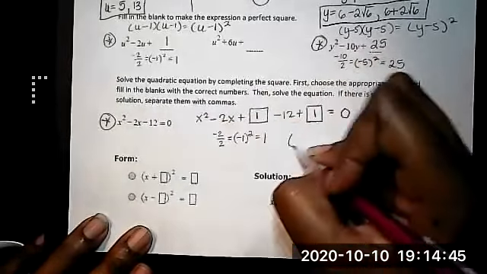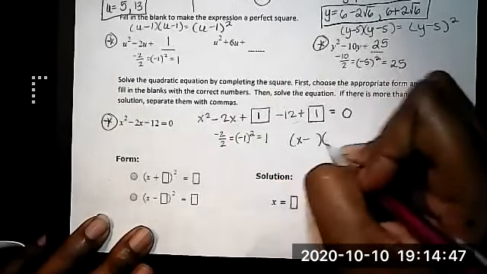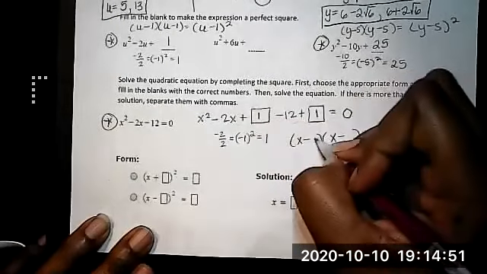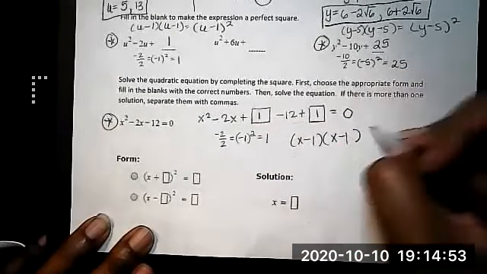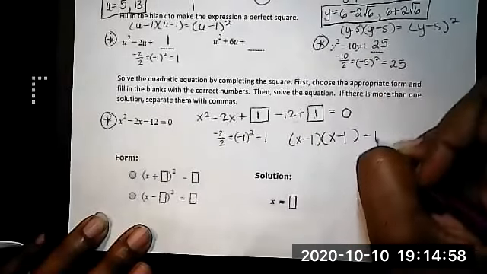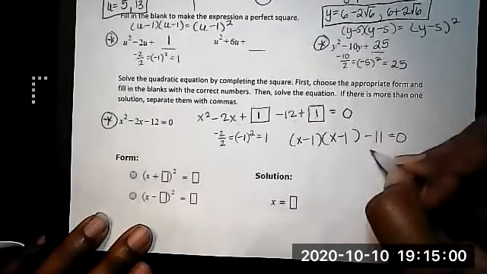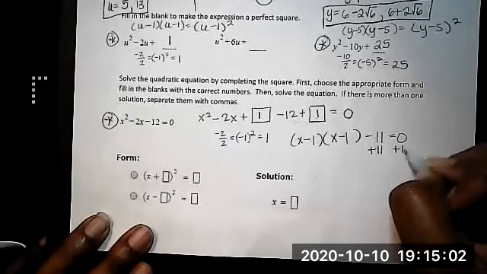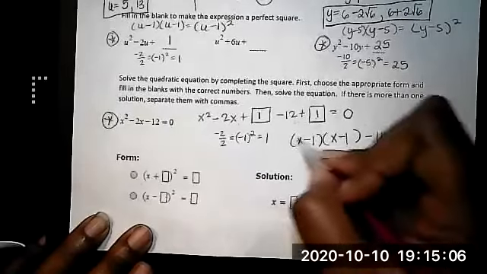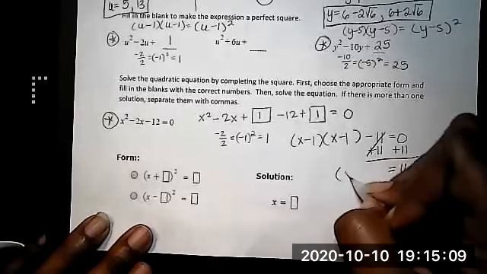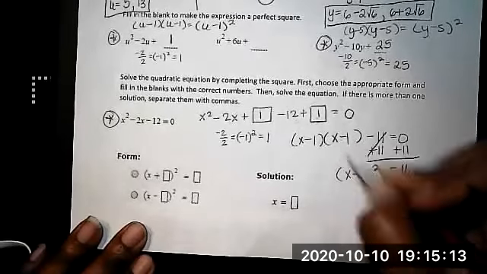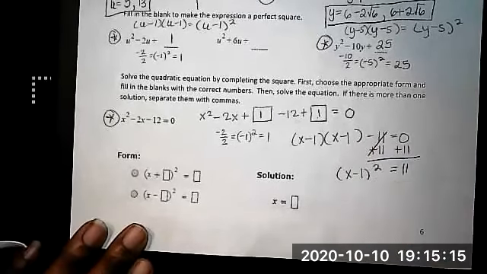Both numbers are negative, so it's going to be x minus, and then x minus, multiples of 1 that add to give you 2, 1 and 1. So this will be x minus 1, x minus 1. This number over here, negative 12 plus 1 is negative 11. I would go ahead and add that, get rid of it. And then these two are going to be x minus 1 squared. They're going to be the same, so you can write it this way.